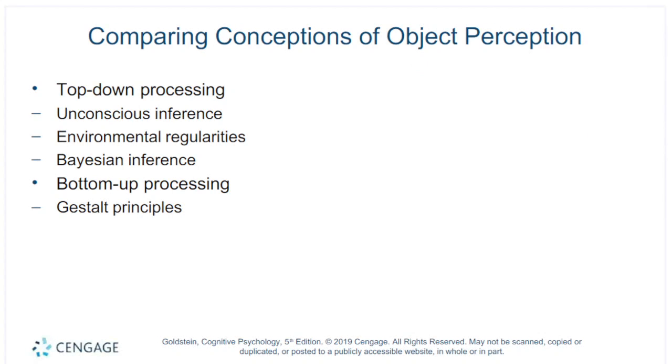Okay, so let's compare the conceptions of an object perception. So, when we use a top-down processing, we are doing unconscious inferences, or what we know previously, or based on our prior experience about it, we are able to process, like for example, know what the person is going to say, or know that this AirPods are going to work.